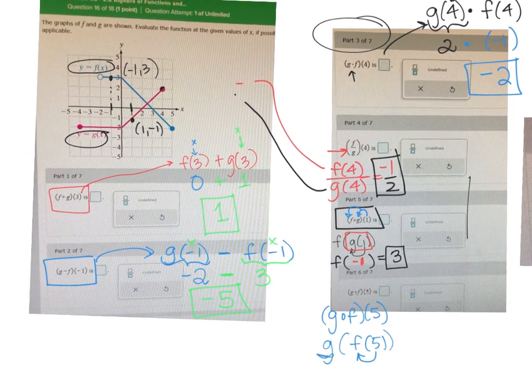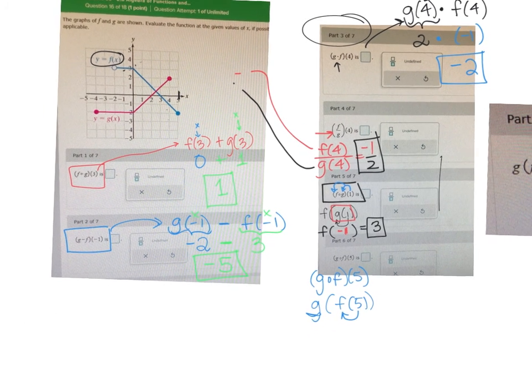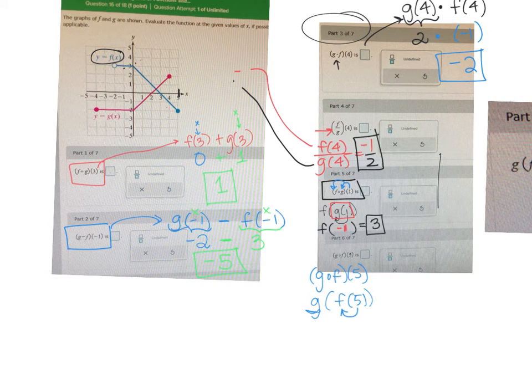So F of 5. We'll go back to our original graph, erase all the extra stuff going on, and we want to find out what F of 5 is. So our function F is the blue one, and when we plug in an x value of 5, we're going to get a -2. So we know that (5, -2) is on the graph. So F of 5, that whole chunk, is equal to -2.